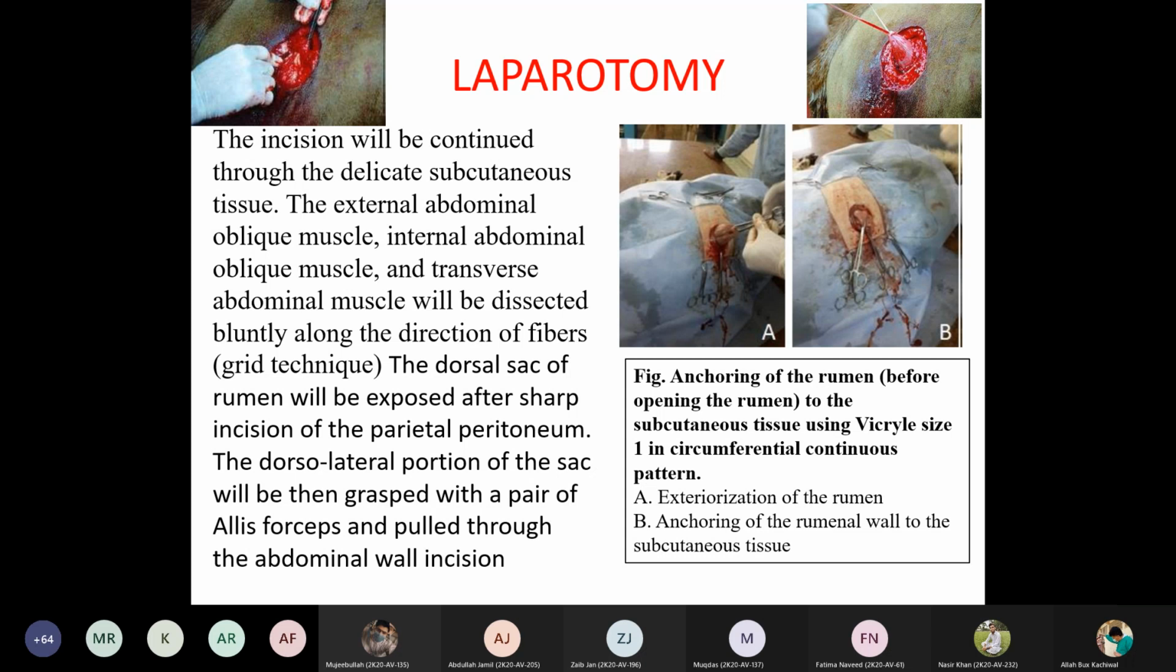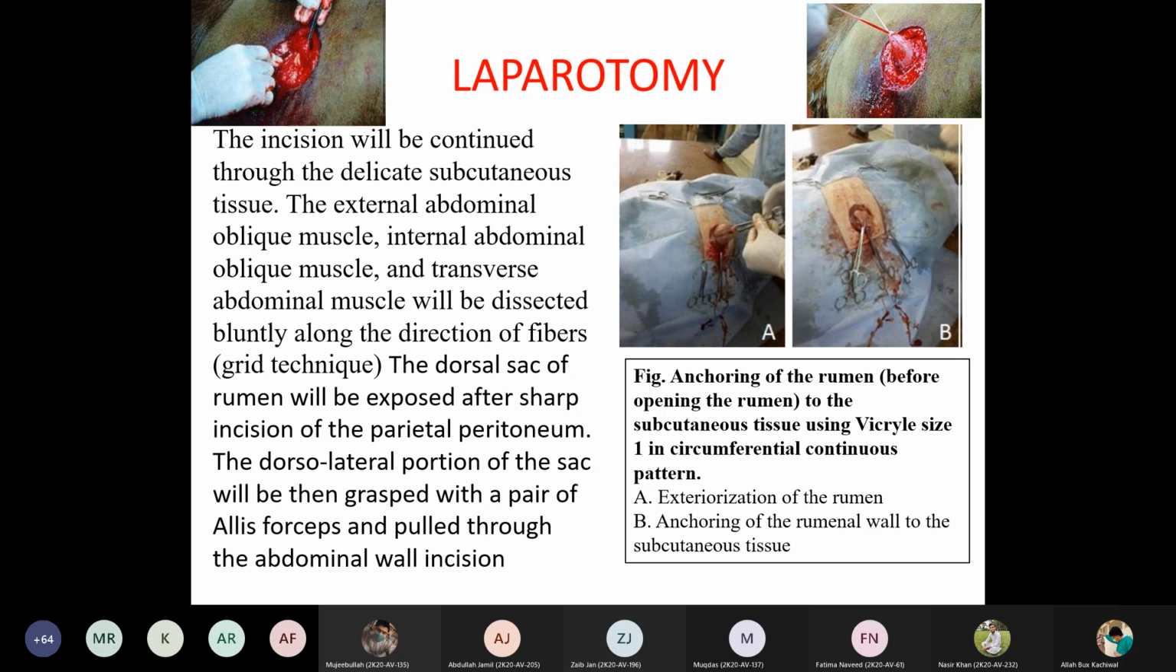Exteriorization of the rumen: if you see the upper picture, it shows the rumen being exteriorized, and then the suture material is applied so that the circumference may be obtained, whereas the anchoring of the ruminal wall to the subcutaneous tissue.